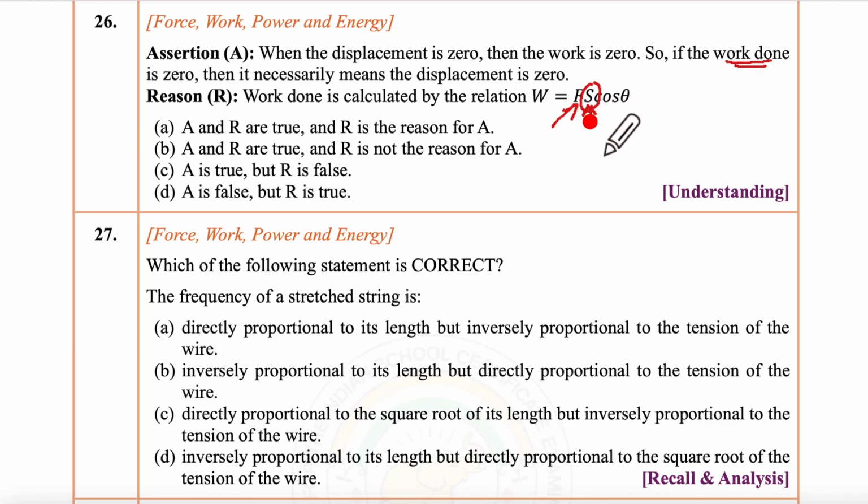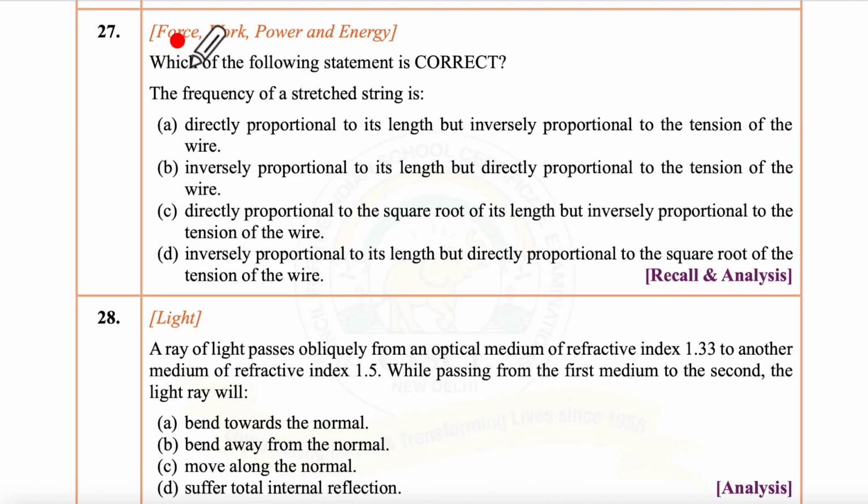No. There could be no force, no work. Or cos theta could be 0. That means your theta is 90 degrees. So work calculated by this relation is true, absolutely. But the statement that work done will be 0 necessarily means only if displacement is 0 is not true. So this is false, but this is true. Where is it? False and true. It's the option D.